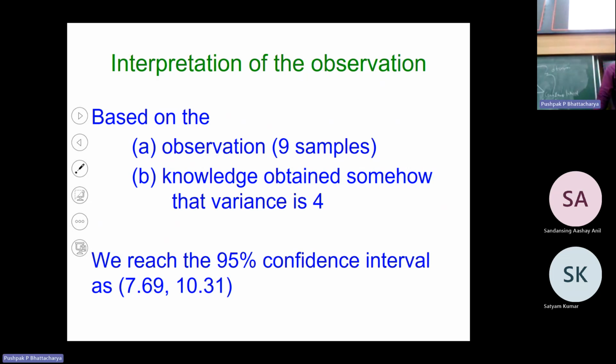based on the observation of 9 samples and knowledge obtained somehow that the variance is 4, we reach the 95% confidence interval 7.69 and 10.31. So that means the manufactured part's dimension has to lie between 7.69 and 10.31 with probability 0.95. And with probability 0.99, these values will be different. If you want 99% confidence, will the values be smaller or larger? Will the gap between the two values increase or decrease?